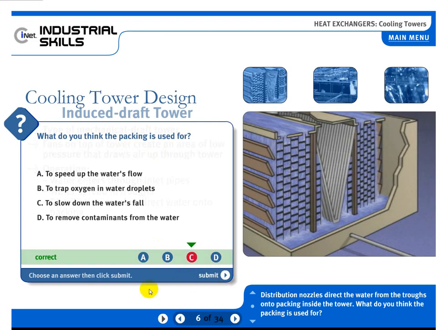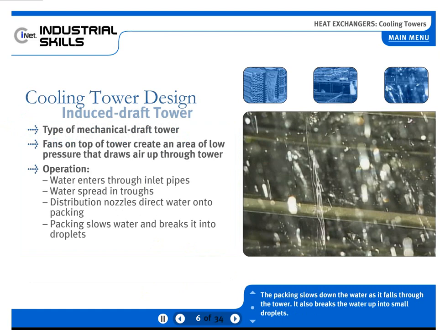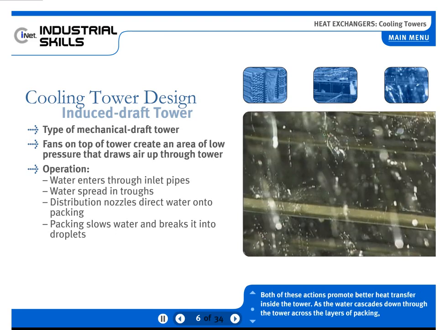That's not right. The packing slows down the water as it falls through the tower. It also breaks the water up into small droplets. Both of these actions promote better heat transfer inside the tower.